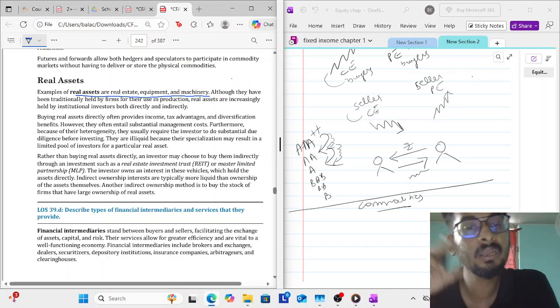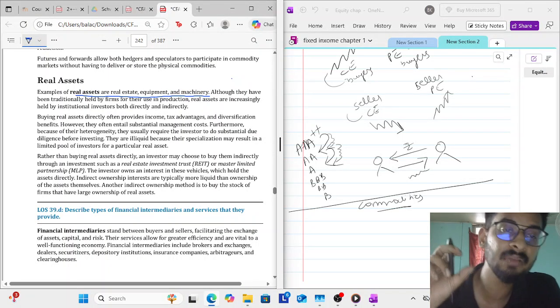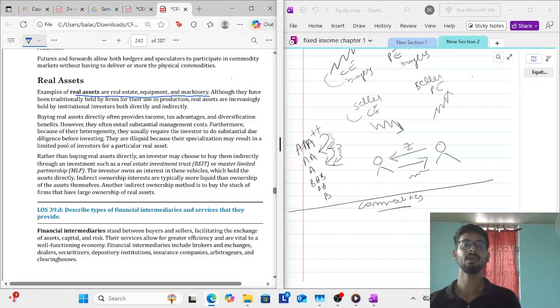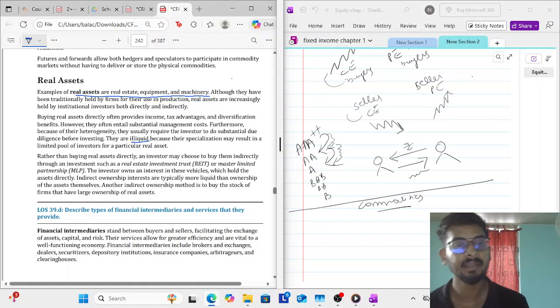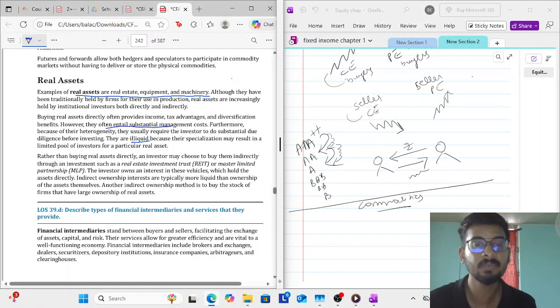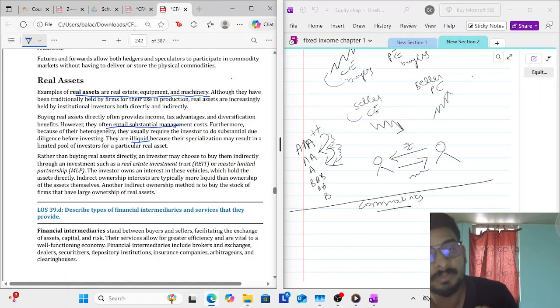Buying real estate directly often provides income tax advantage and diversification benefits. However, they often entail substantial management cost. Furthermore, because of their heterogeneity, they usually require the investor to do substantial due diligence before investing, because we actually talked about that it's not easy to value it. They are illiquid, and have substantial management cost, and because specialization may result in a limited pool of investors for a particular real estate. So real estates are not traded as much as compared to futures.